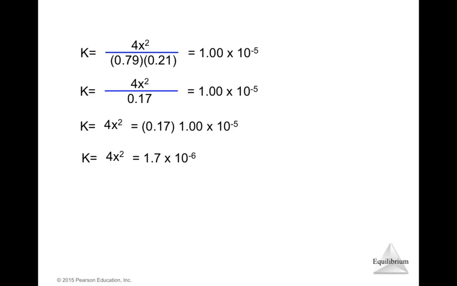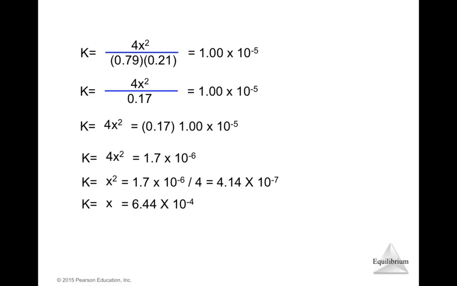Let's divide by 4 on both sides so we can leave x alone on the left side. Now if we divide by 4, x squared will be equal to 4.14 times 10 to the power of minus 7. And now we can take the square root of x squared, and x will be equal to 6.44 times 10 to the power of minus 4. So this is the value of x that we obtained by assuming that the value of x was really, really small in the last slide.